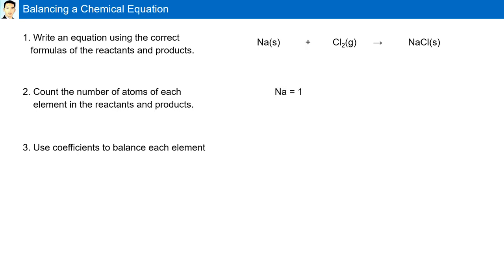The formulas must be correct. Next, we count the number of atoms of each element in the reactants and products. We have 1 sodium and 2 chlorine atoms on the reactant side, while on the product side we have 1 sodium and 1 chlorine. Next, we use coefficients to balance each element. Since we have 2 chlorine on the reactant, the left side, we also need to have 2 chlorine on the product side. We can only do this by adding a coefficient in front of NaCl.